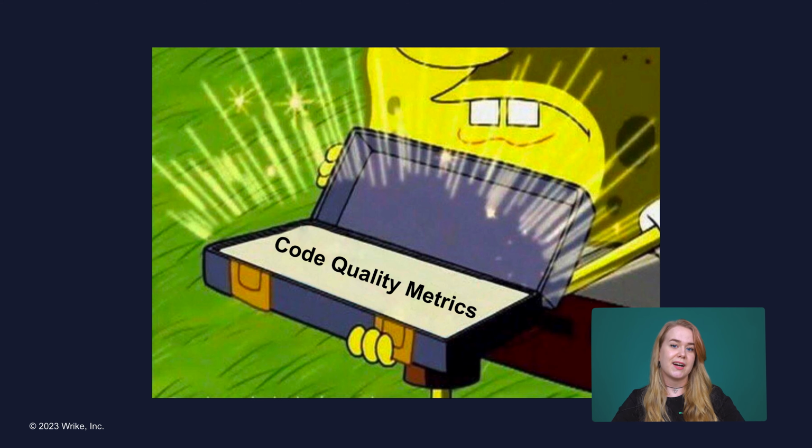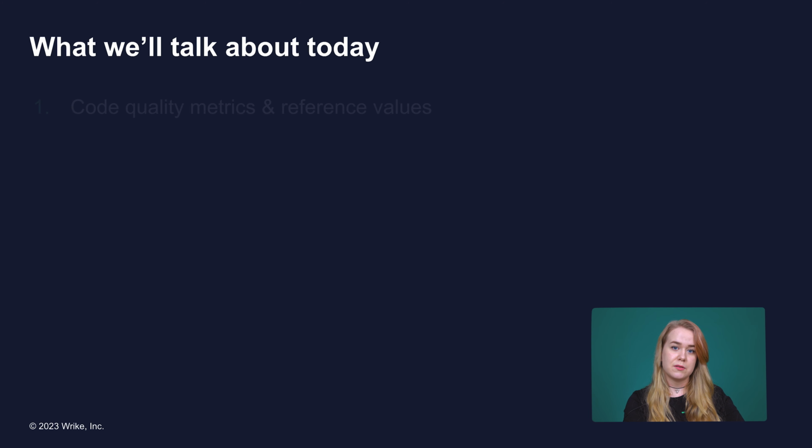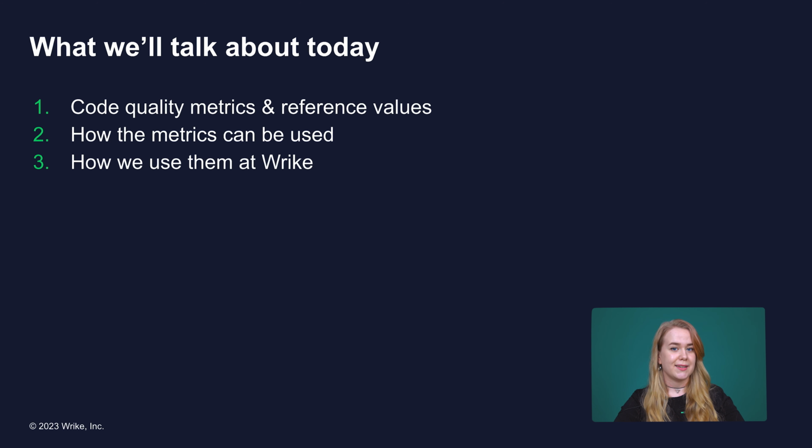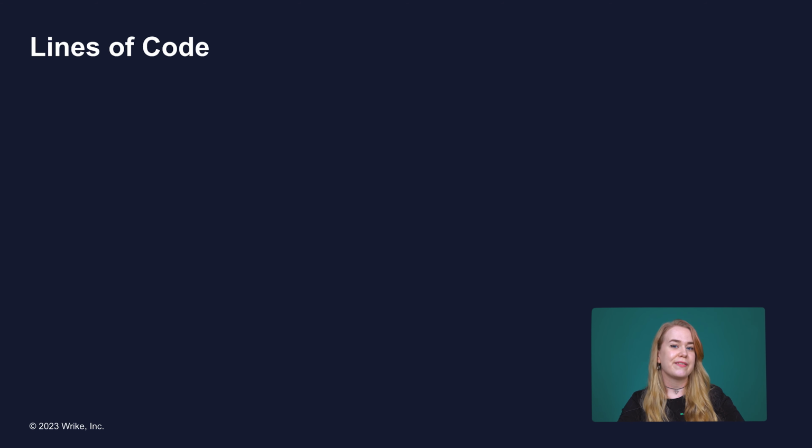So code quality metrics are basically measurable aspects of your code and reference values that tell you whether your code matches a certain standard or not. And the list of those metrics is actually different from company to company, and everyone puts in this list what they find to be the most important. So today we'll talk about code quality metrics and reference values that are commonly used by the community and the ones that our company found to be most important. Additionally, I'll share the ways of how you can use those metrics, and we'll talk about how we do this at Wrike.